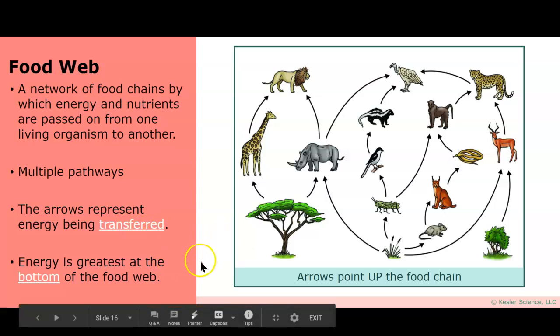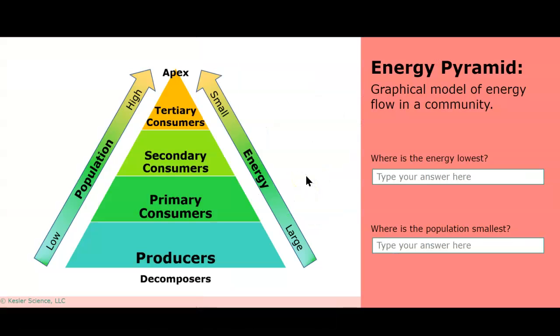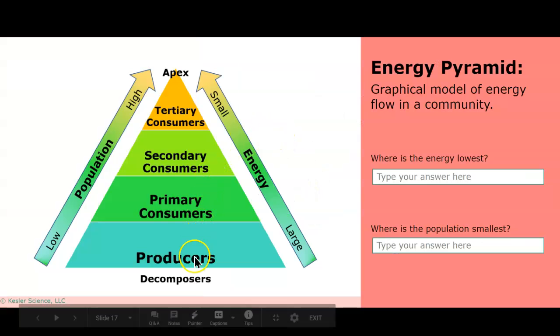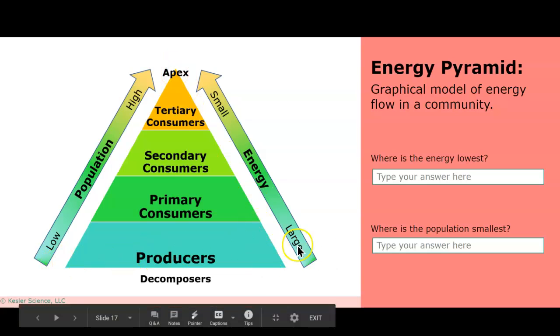The energy is the greatest at the bottom of the food web, because as we move up the food web, we lose a lot of energy. You can see this energy pyramid, this should look familiar to you from the video we watched. We start with producers, primary consumers, they eat the producers, secondary consumers eat the primary consumers, and tertiary, and then the apex. So the energy level is very large here and very small here.